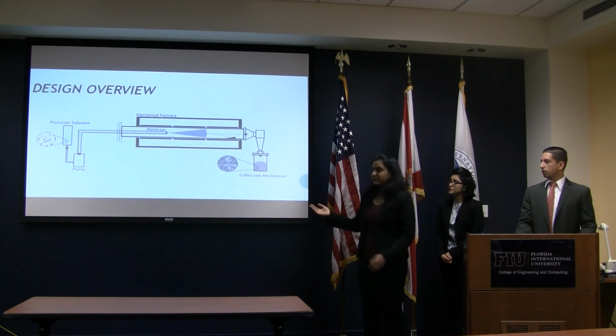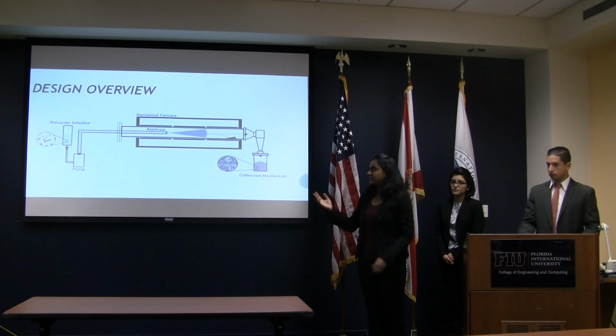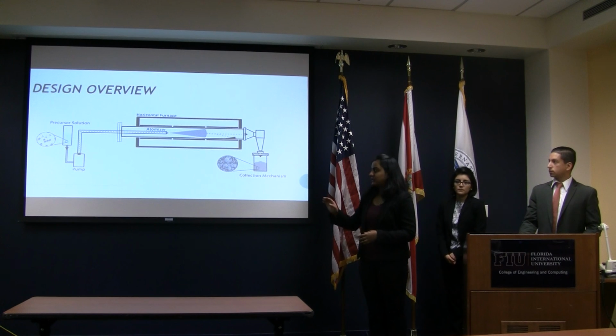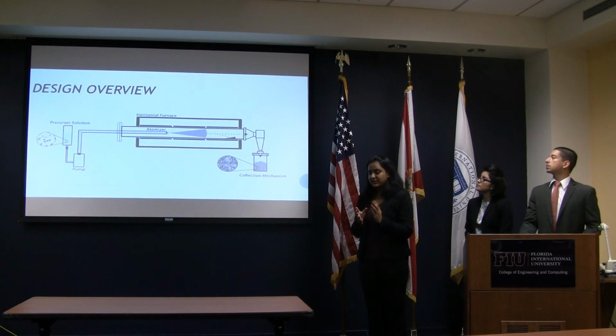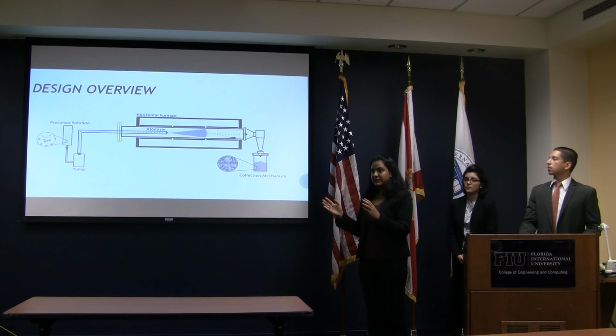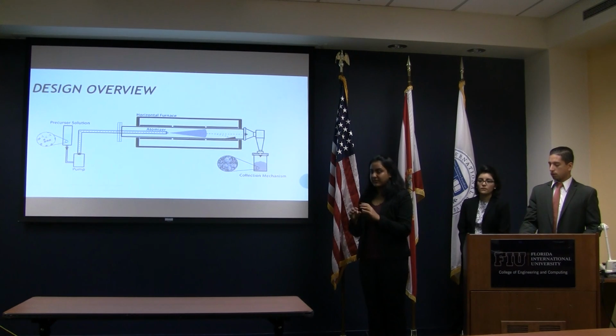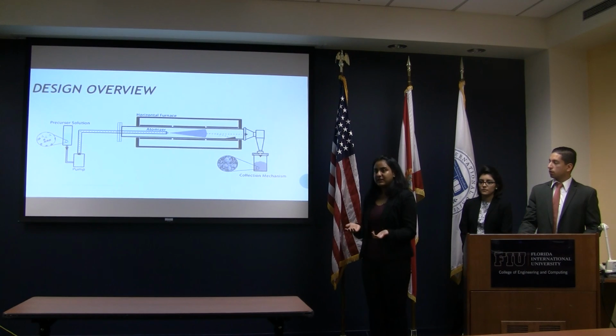So, for a design overview, the system will have a precursor solution, which will be pumped into an atomizer. Once the atomizer inserts the droplets into the furnace, they will go through the furnace under a chemical reaction and will be collected in a collection chamber at the end. A major component is dealing with gravity, which we can control by changing the type of carrier gas or the chemistry of the original precursor solution.